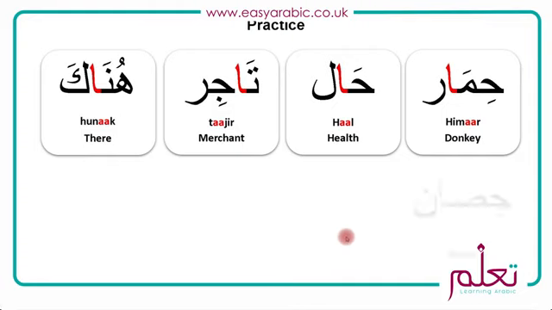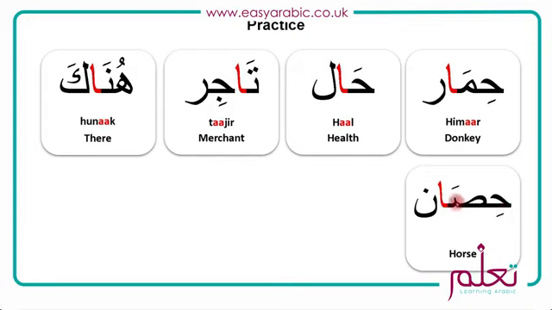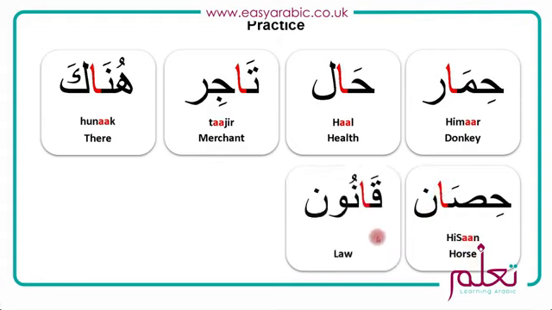Next one is ha with the kasra, which is hi, then the sad with the fatha is hi-sa, then the alif, hisan, hisan, which is horse. Okay, so the next one is qaf with the fatha, which is qa, and the alif becomes qa, and then we've got the noon with the dhamma, which is nu.